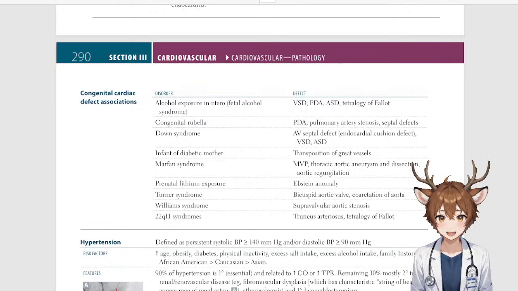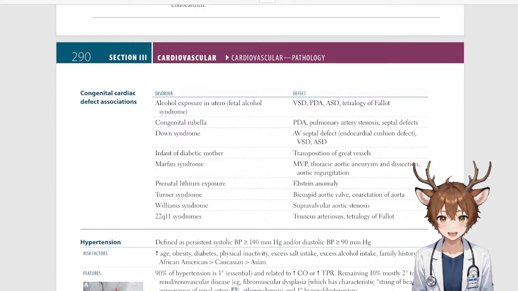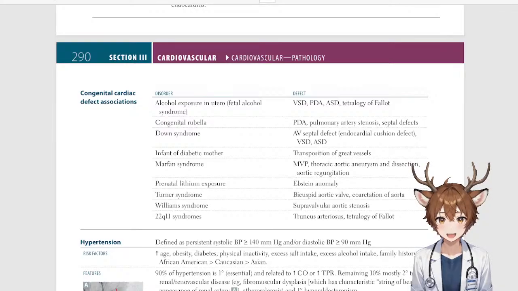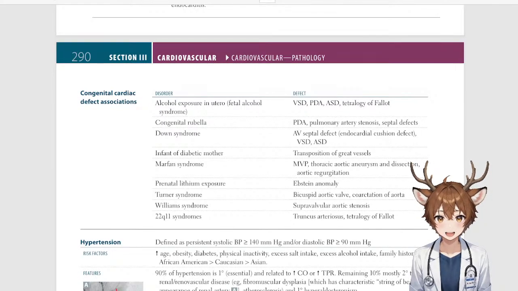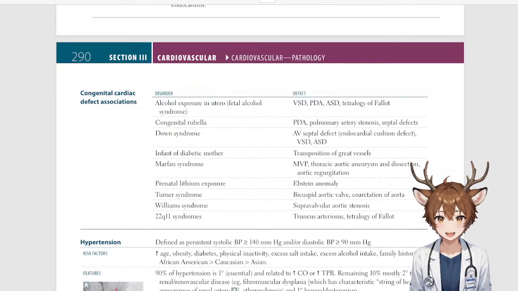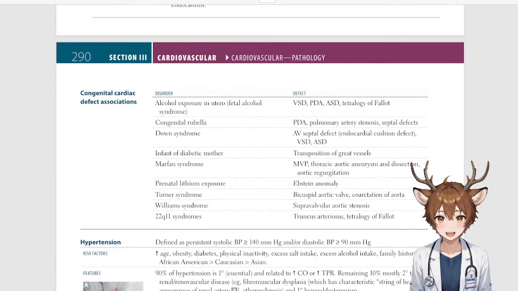So 22q11 deletion, which is DiGeorge syndrome, also called velocardiofacial syndrome, presents with a highly variable spectrum of symptoms that often affect multiple organ systems. Key features include congenital heart defects, palatal abnormalities, immune system deficiencies, hypocalcemia. Is this the one with thymic aplasia? Is that correct? We have hypocalcemia, probably because you have low PTH, because there's something wrong with the parathyroid glands.